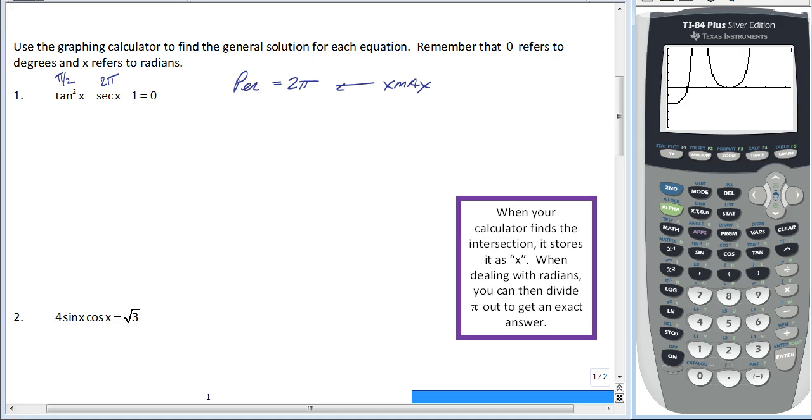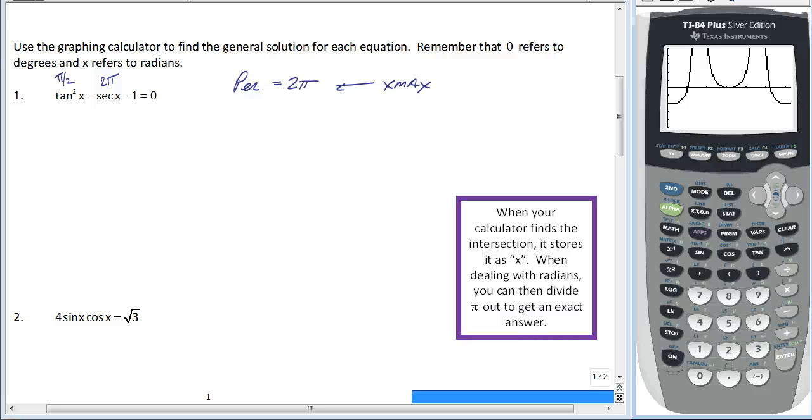So the only thing you need to do now is find all of those intersections. But your calculator is going to find the intersection and store it as x. So I'm going to show you how to find one of the intersection points and how to use it. And then we've been finding intersections with the calculator for quite some time now. I'm sure you can handle the rest.